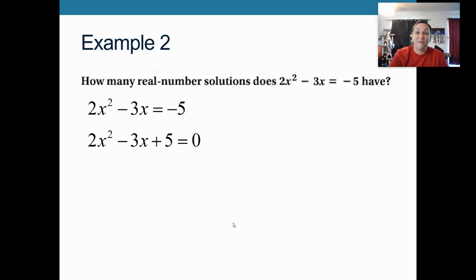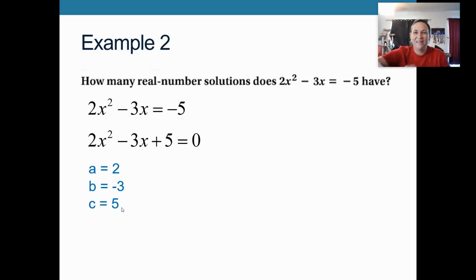Now I can find my a, b, and c, so that I can plug it in to b squared minus 4ac. So my a is 2, my b is negative 3, and my c has turned into a positive 5. When I moved it from the right side to the left side, now it's a positive 5. So that's really important because it'll actually totally change your answer if you leave it a negative 5.